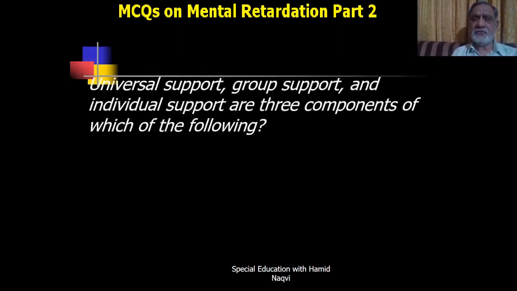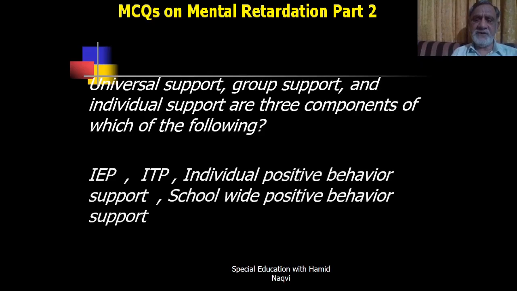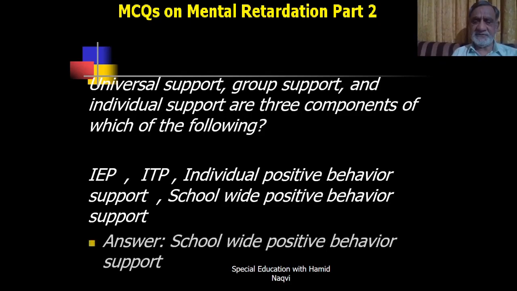Universal support, group support, and individual support are three components of which of the following? IAP, ITP, individual positive behavior support, school-wide positive behavior support. Correct answer is school-wide positive behavior support.